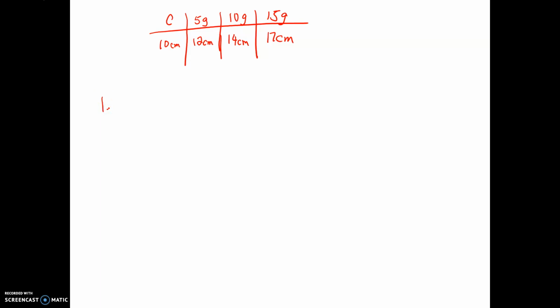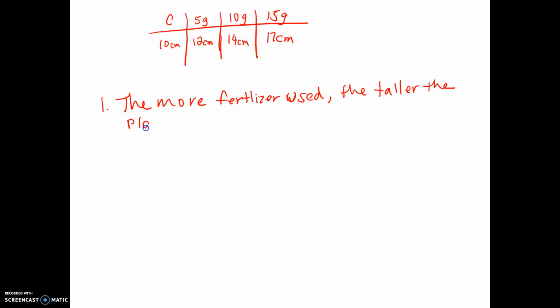So let's start with our claim. So our claim here, if we take a look at our data, we saw as that fertilizer increased, also the amount of height that the plant got increased. So our claim could be the more fertilizer used, the taller the plant grew. So that's our claim. The more fertilizer used, the taller the plant grows. Okay, so we have that information.